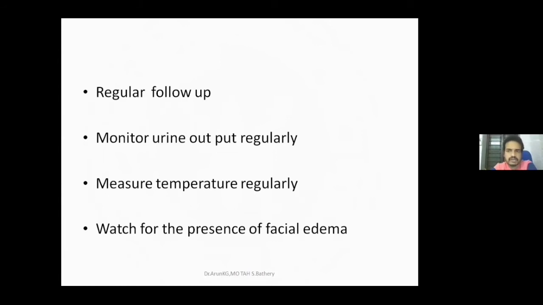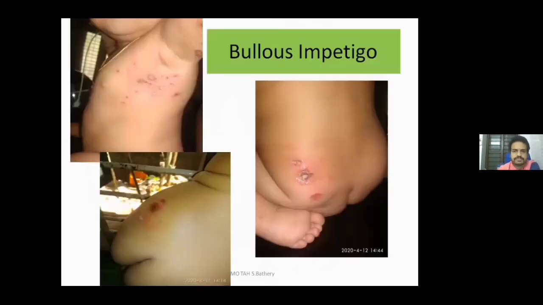So if such a case comes to our OPD, regular follow-up is mandatory, and we have to advise monitoring urine output and temperature regularly. We also have to watch for any facial edema, and we must instruct the parents about that.